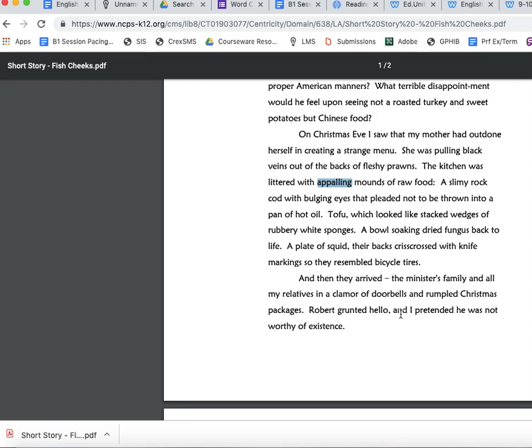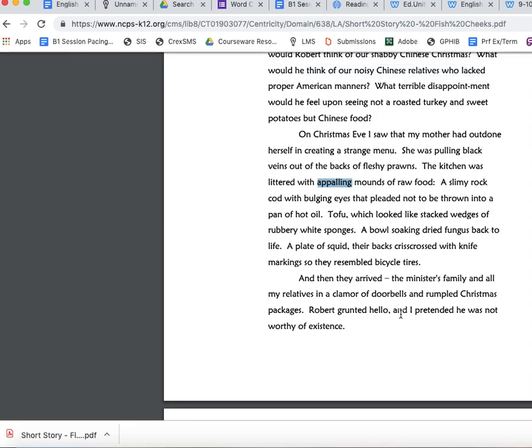So think about the connotation of these words. What do they make you think of? Are they making you want to sit down and eat this dinner? What are they making you imagine in your head? They're not flattering words. So clearly, our speaker has some level of dismay and disappointment about the way her family's being presented to this boy Robert and his family.